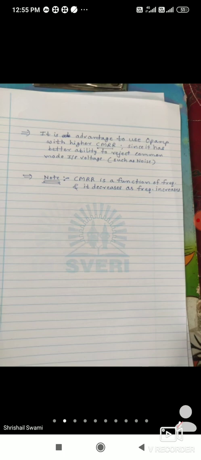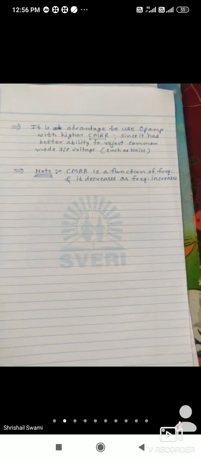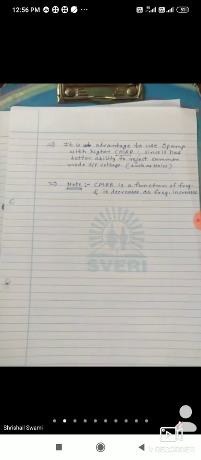Now the point to note is that this parameter CMRR depends on frequency. If the frequency is less, then it is good. So CMRR is a function of frequency. It decreases as frequency increases. जसं frequency increase होत जातो तसं CMRR ची value कमी कमी होत जातो.